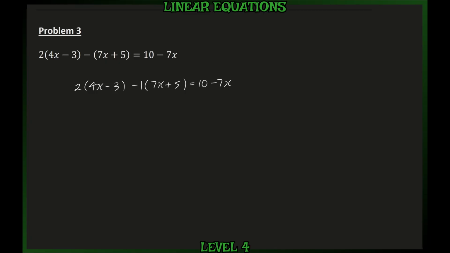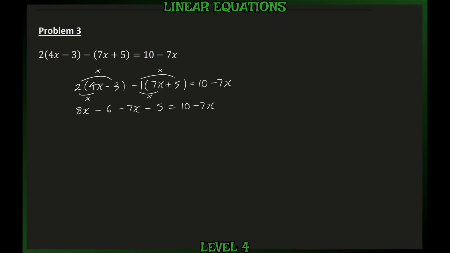So starting with the first bracket, we can multiply 2 by 4x to give us 8x, and then 2 by minus 3 to give us minus 6. Next, minus 1 times 7x is minus 7x, and minus 1 times 5 is minus 5. And on the right, we have 10 minus 7x.